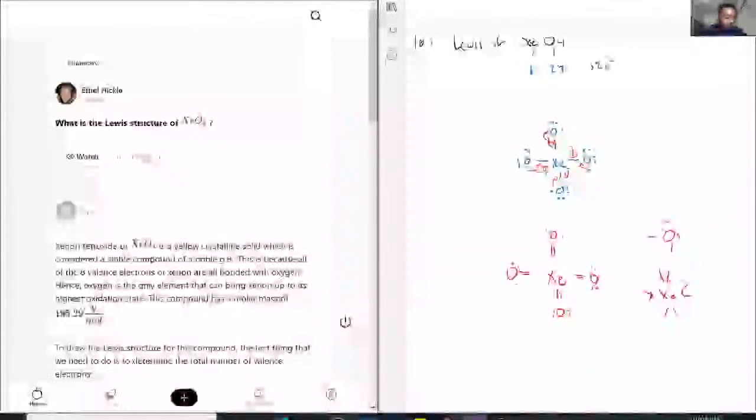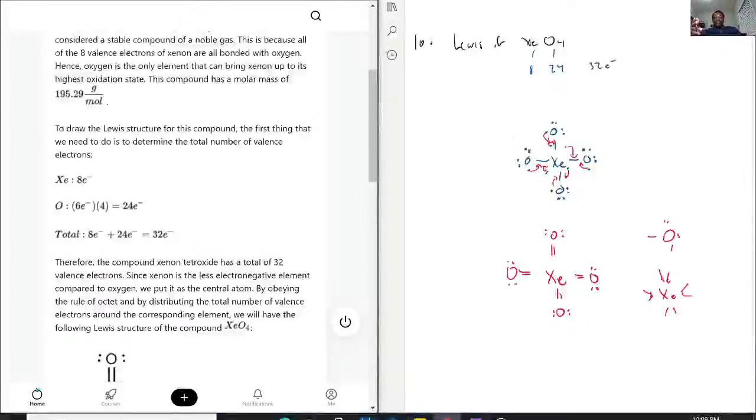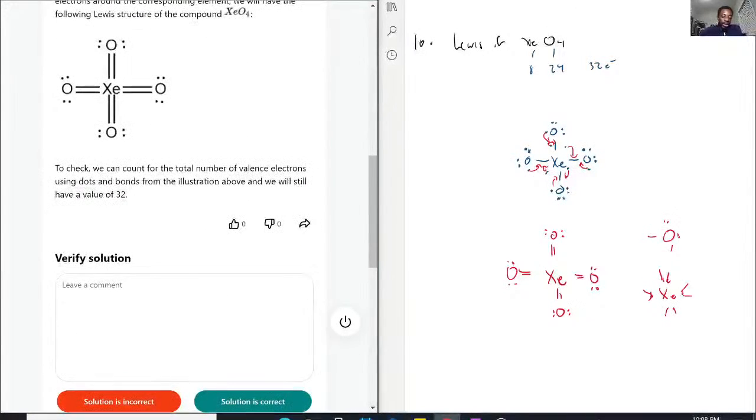This would be the most stable, I guess, most stable molecule version. And just like that, there you have it. You have the oxygens all double bonded and surrounding the xenon. Okay, so that being said, this is also correct.